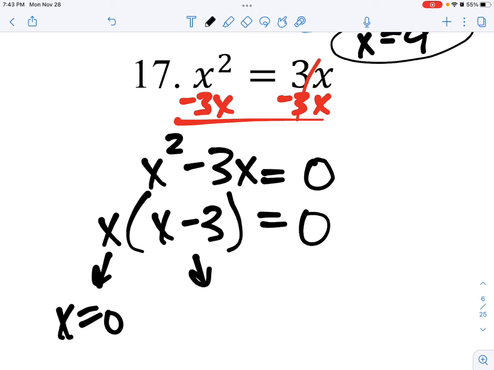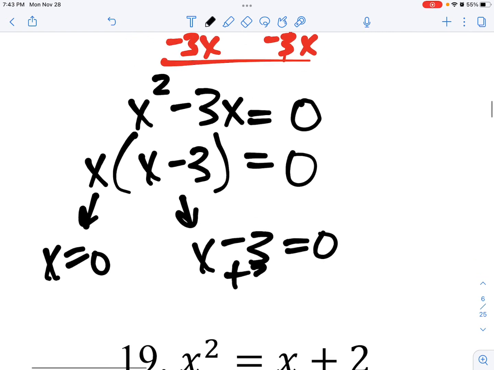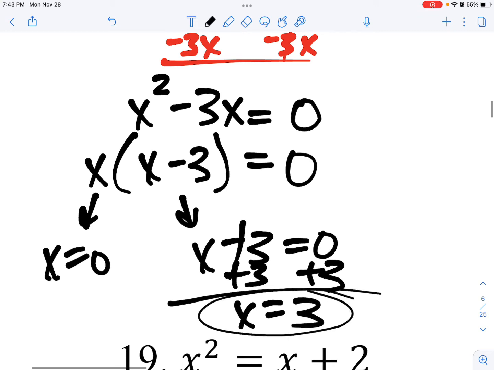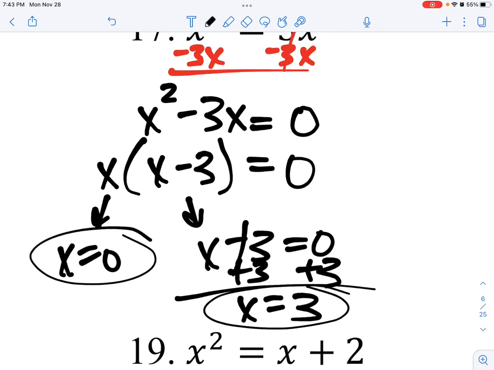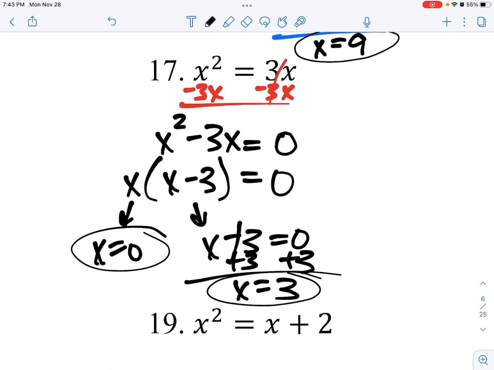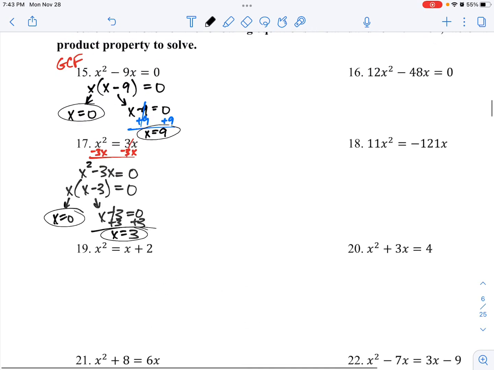I have 2 answers now. x equals 0. x minus 3 equals 0. I'm going to add 3 to both sides. x equals 3. Those are my 2 answers. Again, I'm going a little bit fast because I'm assuming you remember how to factor from last chapter. If you need to pause or if you need to ask a question, please do so.